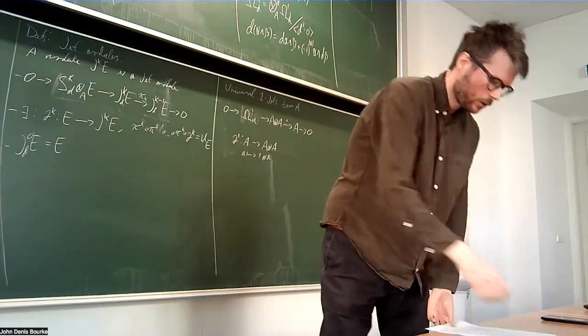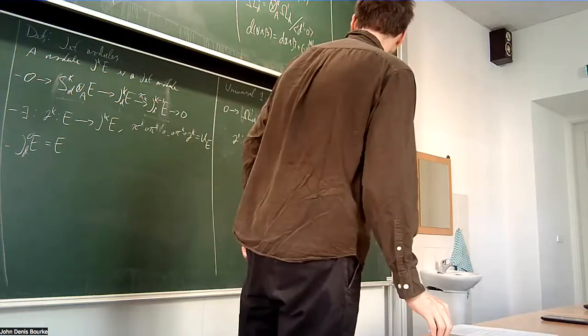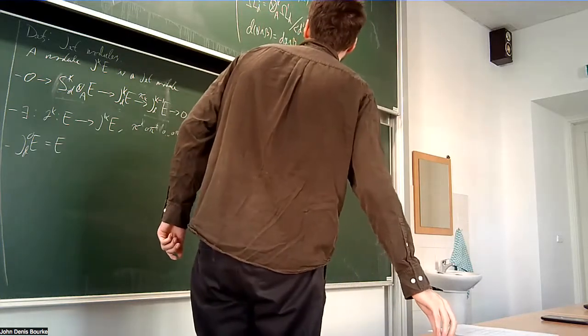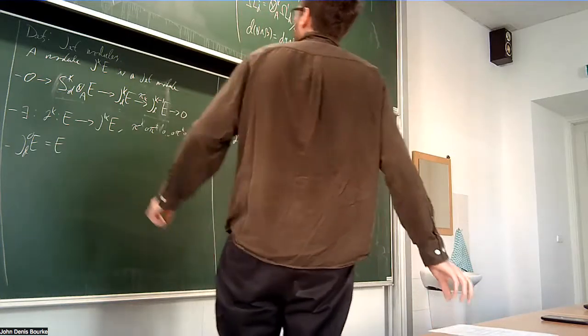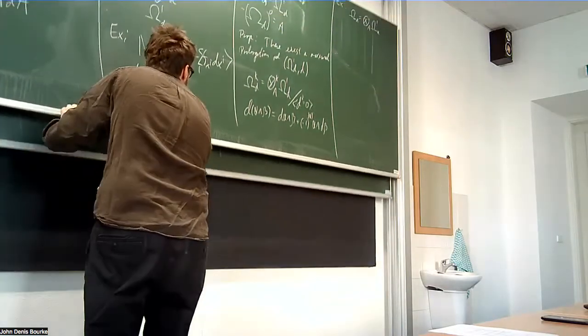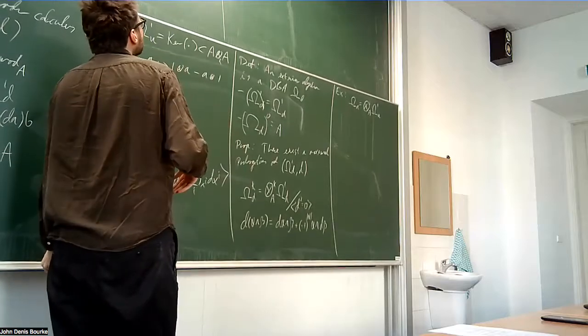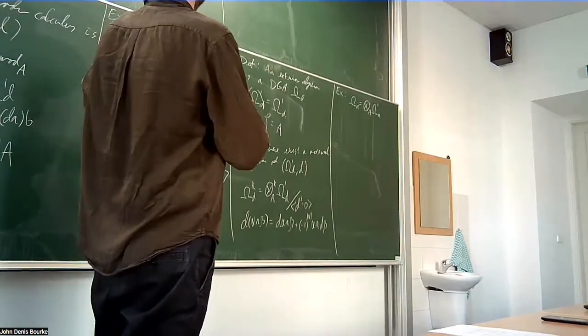So now we want to construct the one-jet for a generic preparatory calculus. Can you read it, or just people?